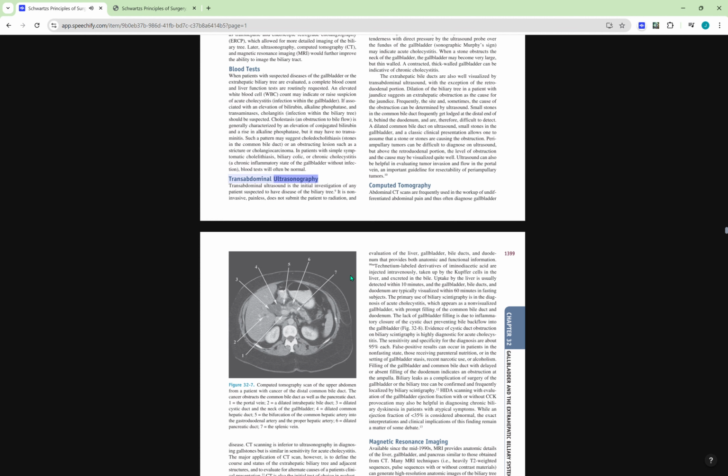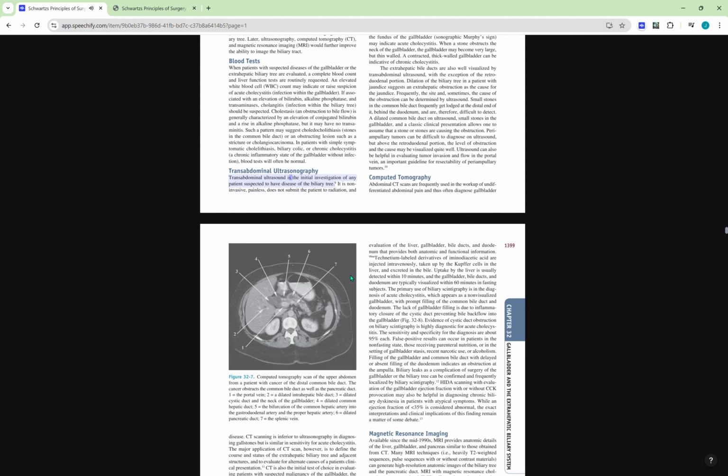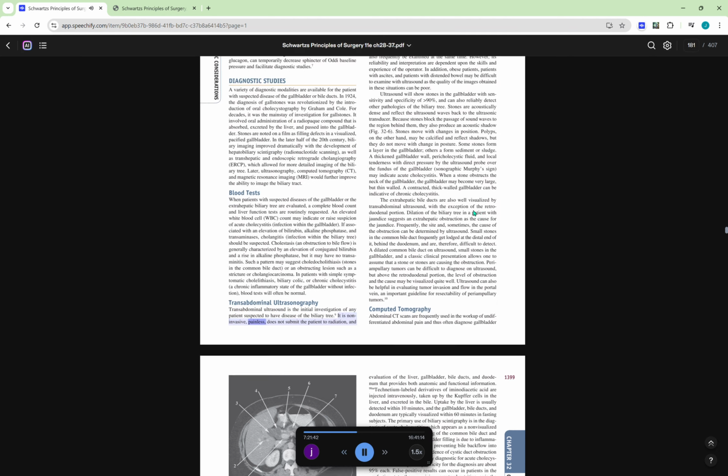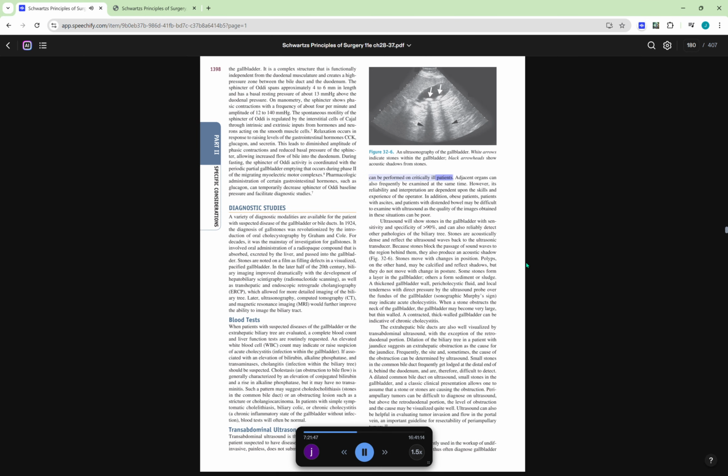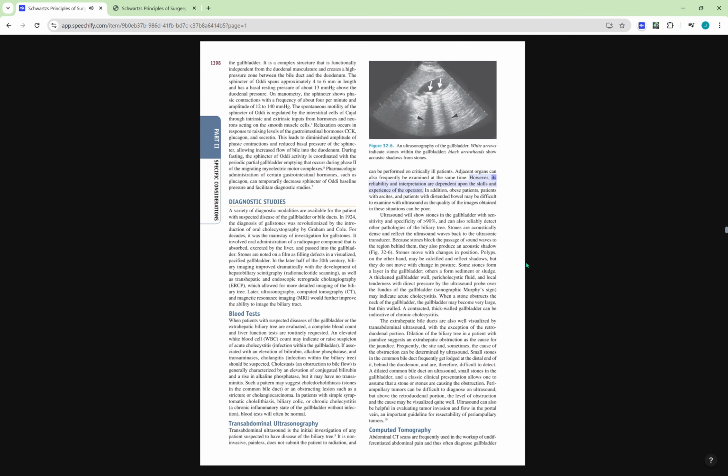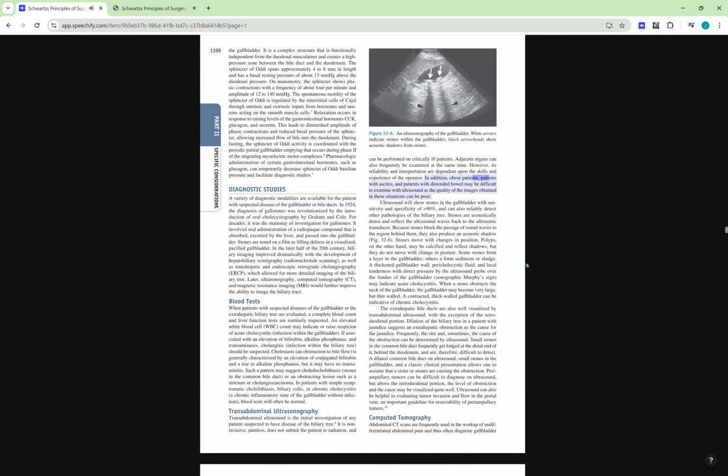Transabdominal ultrasonography. Transabdominal ultrasound is the initial investigation of any patient suspected to have disease of the biliary tree. It is non-invasive, painless, does not subject the patient to radiation, and can be performed on critically ill patients. Adjacent organs can also frequently be examined at the same time. However, its reliability and interpretation are dependent upon the skills and experience of the operator. In addition, obese patients, patients with ascites, and patients with distended bowel may be difficult to examine with ultrasound, as the quality of the images obtained in these situations can be poor.